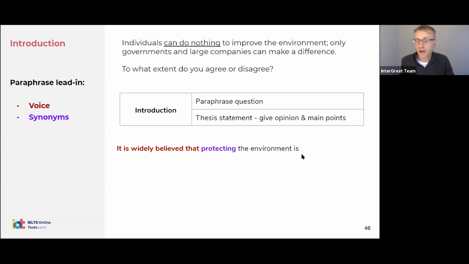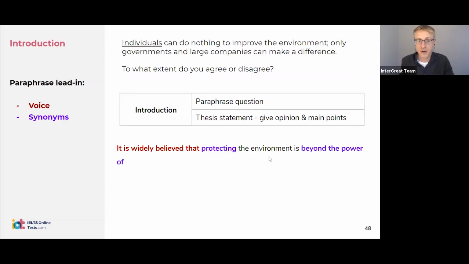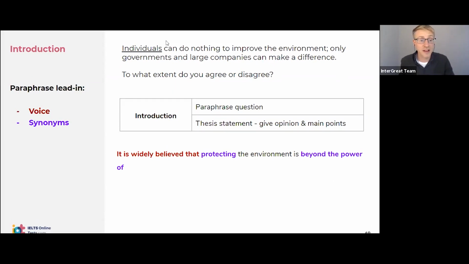Here I've used quite a nice expression, is beyond the power of, sorry guys, my screen's freezing up a little bit, but hopefully that will go. I might try to change my video settings. So yeah, there we go. So is be completely incapable, very good. One second guys, I'm gonna change my settings. So hopefully this will speed up my screen a little bit. Okay, excellent. So we've got individuals.